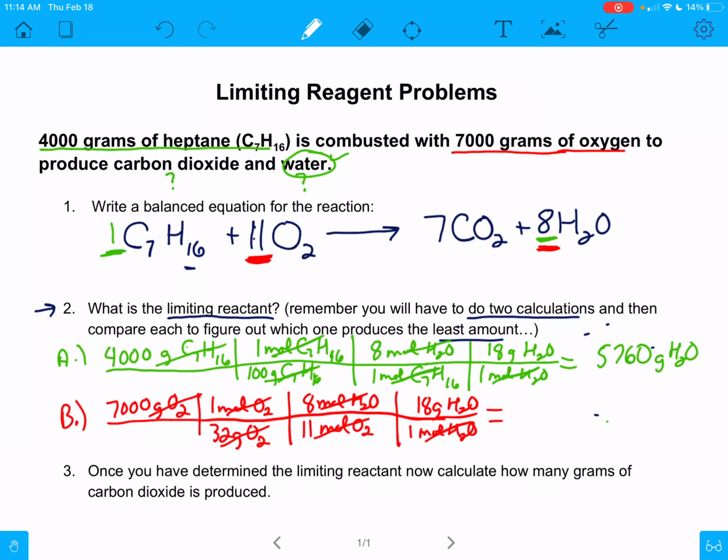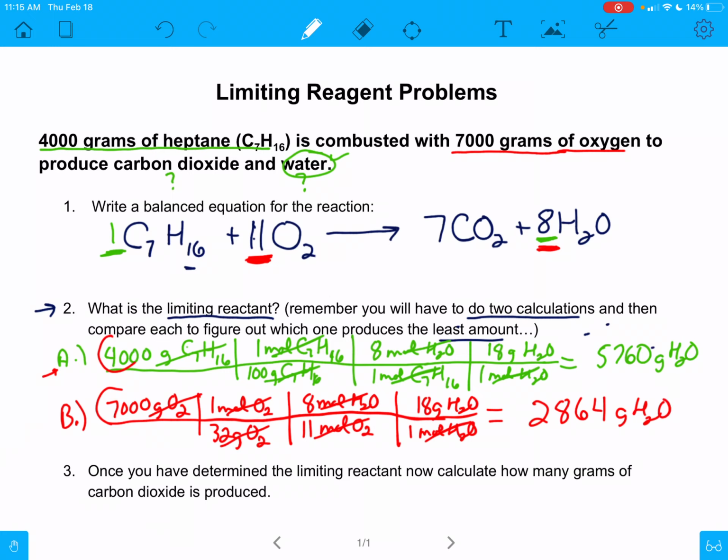So now let's do the math. And I bet before I do this math, you see this number's a 4 and this number's a 7. You would inherently think that this one up here is going to be the limiting factor, right? Well, let's do the math and see. 7,000 times 8 times 18 divided by 32 divided by 11, and I get 2,863 or 864, I guess. If I round it, it would be 2,864 grams of H2O.